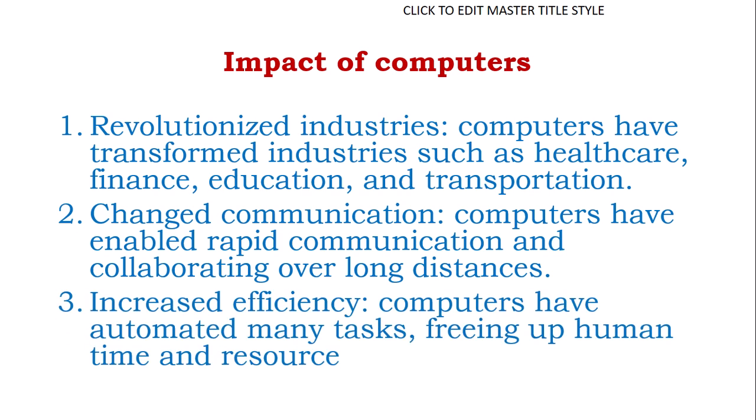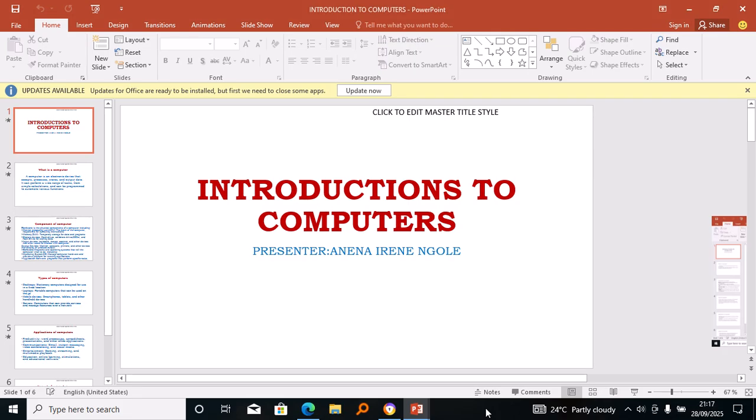That has really simplified work, and then increased efficiency. Computers have automated many tasks, freeing up human time and resources. Just like I told you in our introduction, even what is supposed to be done by human beings is now being done by the computer. So it has really simplified man's work. You can type using your computer and you're able to edit, not like handwriting, whereby once you make a mistake you are not able to edit. So it has really increased efficiency.